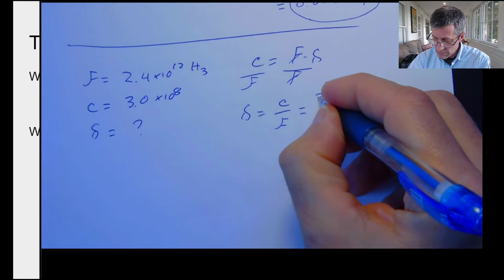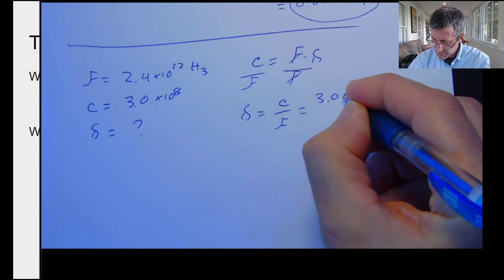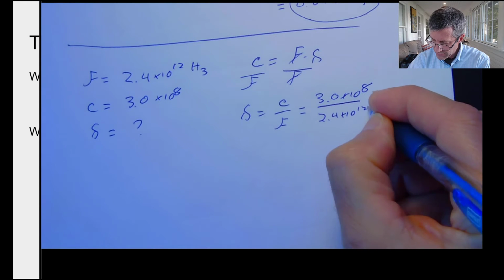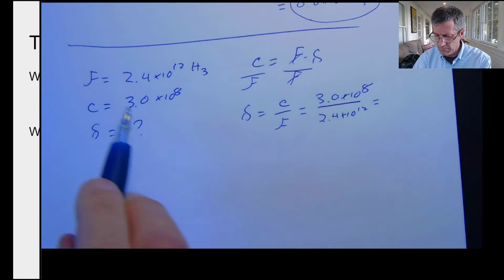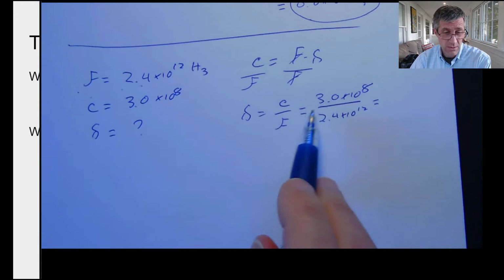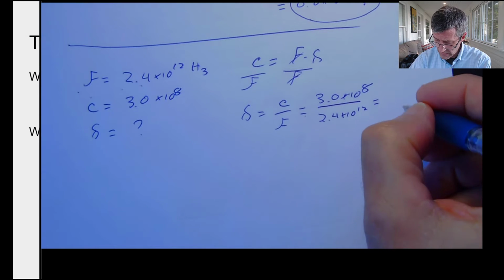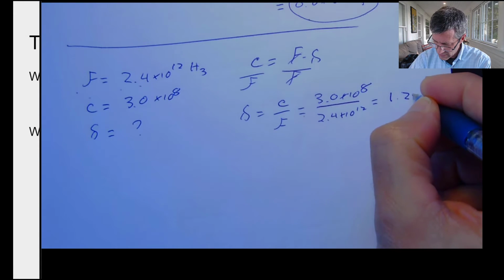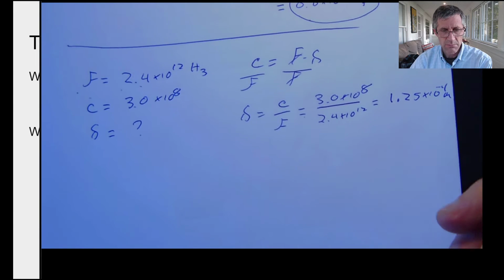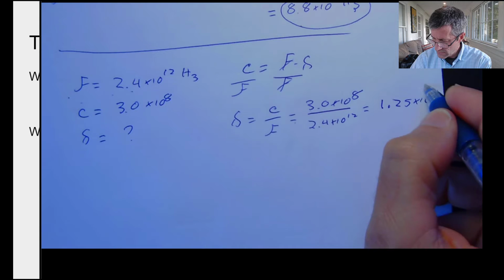I'll plug in some numbers, 3.0 times 10 to the 8th. And I'm going to put 2.4 times 10 to the 12th here at the bottom. So that's my frequency, right? So if you get this correct and laid out the first time through, then you're guaranteed to get the right answer. So I'll plug this into my calculator. I get 1.25 times 10 to the minus 4 meters for that. That's a 4, and I'll circle that.